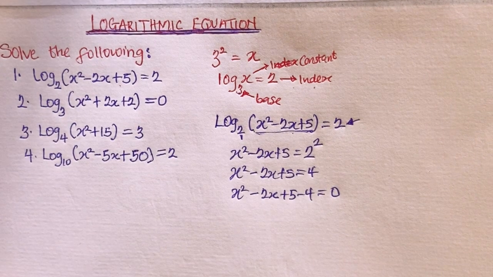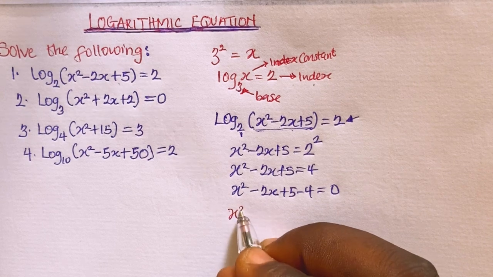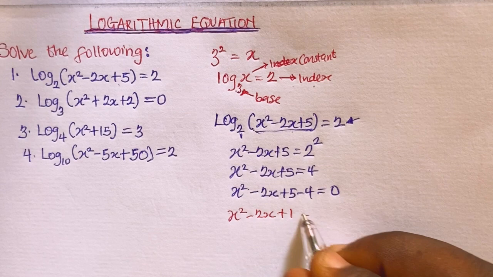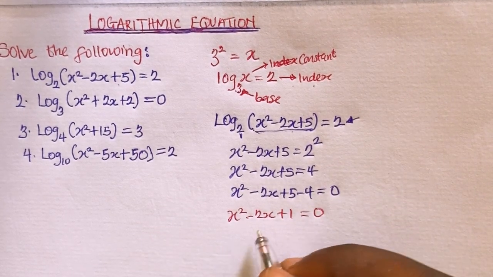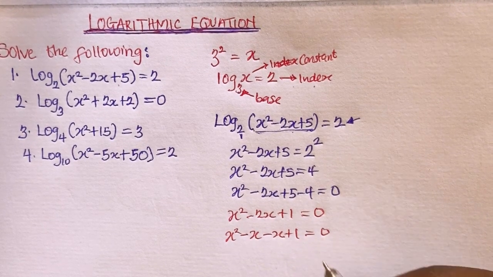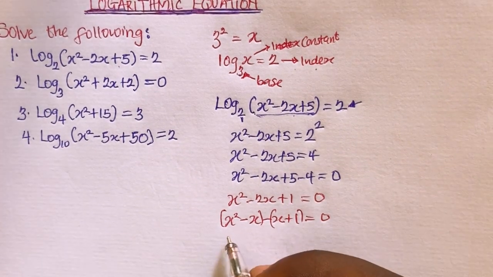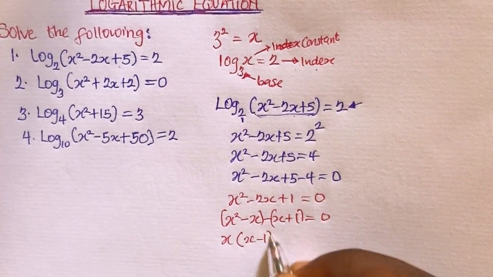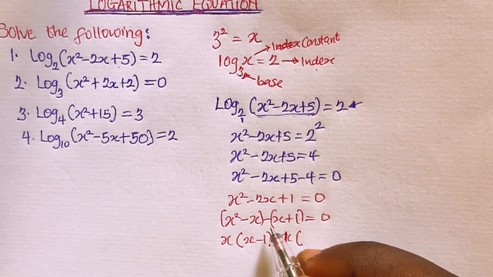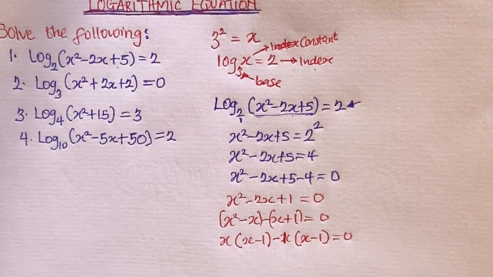We are going to solve this since it is a quadratic equation. So here we have x squared minus 2x, then 5 minus 4, that's plus 1, equals 0. Let me factorize this: x squared minus x minus x plus 1 equals 0. Let me put this into brackets: x into bracket x minus 1, then I can factorize minus 1: minus 1 into bracket x minus 1, equals 0.